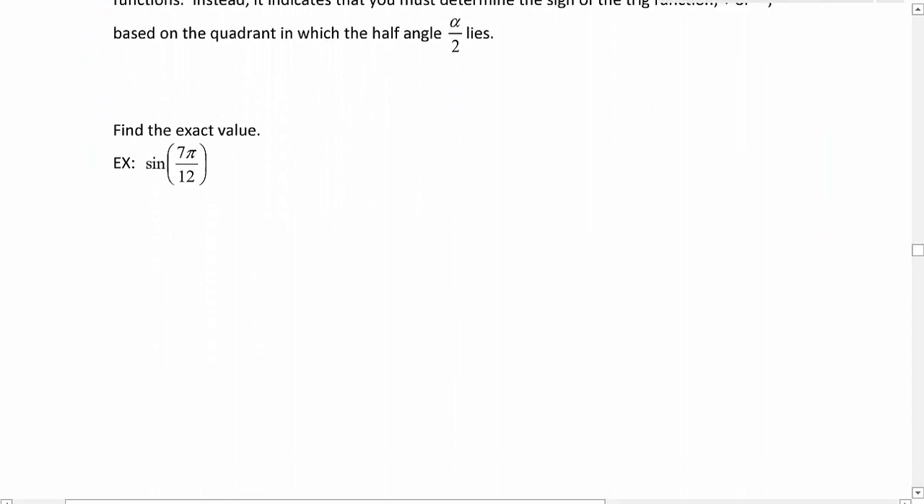So let's find the exact value for sine of 7 pi over 12. Anytime the denominator is 12, I know that I'll be able to find it on the unit circle because 12 is half of 6, so this is the same as sine of 7 pi over 6 divided by 2. So 7 pi over 6 is going to be our theta.